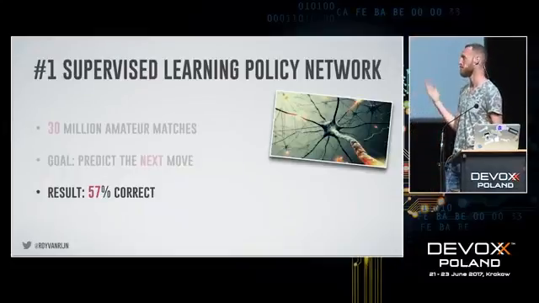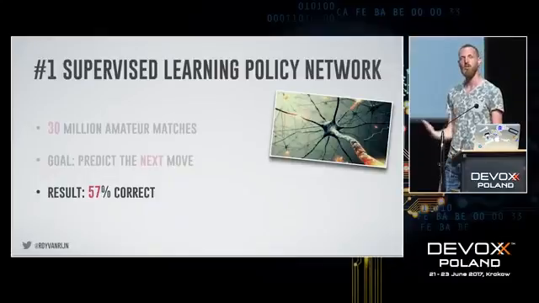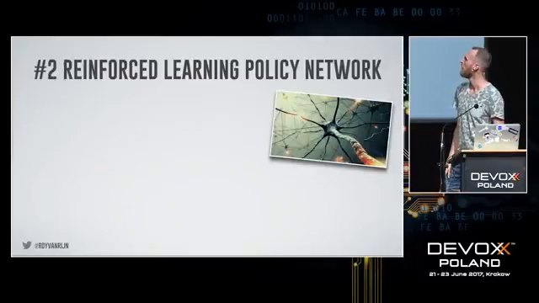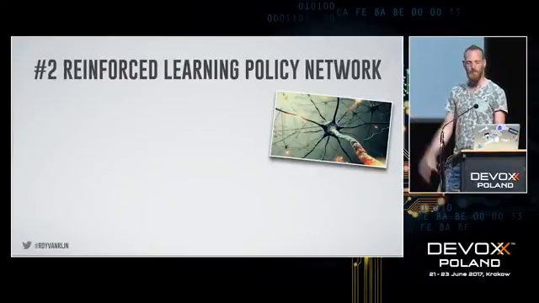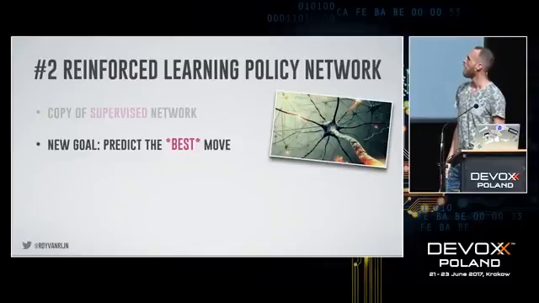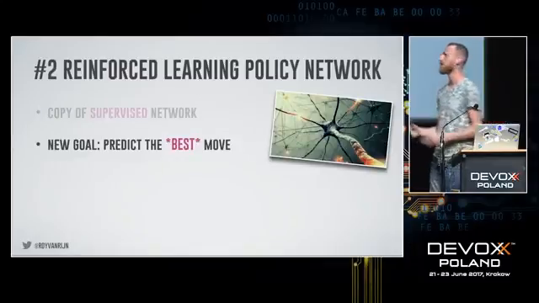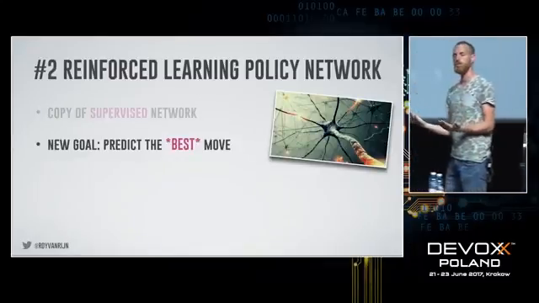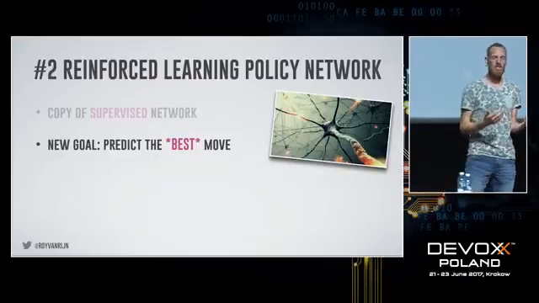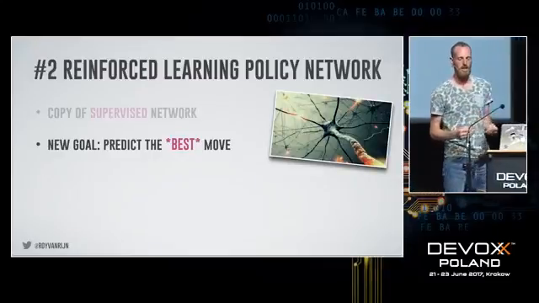Doesn't sound that good, but it actually is. Because more than 50% of the time, it will predict the next move the amateur will play. Then they copied this network, and they gave it a new goal. Instead of predicting what an amateur would do, what's actually the best move we can do?